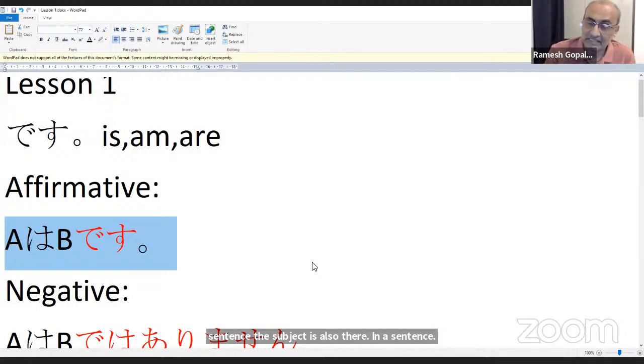A Japanese sentence can have a topic and can have a subject also. But if the topic, please write this down, if the topic and the subject are the same, the subject is dropped. You will not see the subject in the sentence. It is dropped. If the topic and the subject are the same, the subject is dropped, you will not see it. Subject is not seen. And the topic will stand for the subject. Will do the work of the subject.